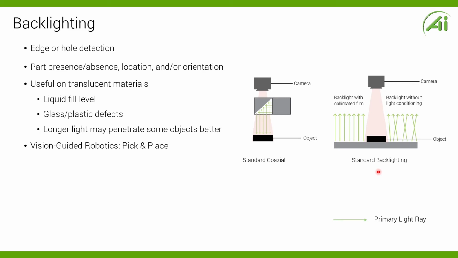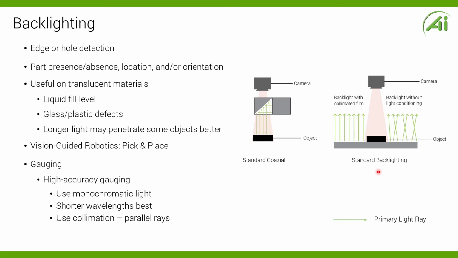Vision guided robotics, such as pick and place, backlighting can be used as well. Gauging is a very important part of what backlighting is involved with. There's a subset of that called high accuracy gauging, and typically you want to use monochrome light. The shorter wavelengths tend to be better, which I won't get into that detail. Collimation prefers the parallel rays, and you can see an example of that right here where the rays are mostly parallel, whereas over here they're more diffuse and random in pattern. And the advantage here is that you get sharper edge detection with collimation.